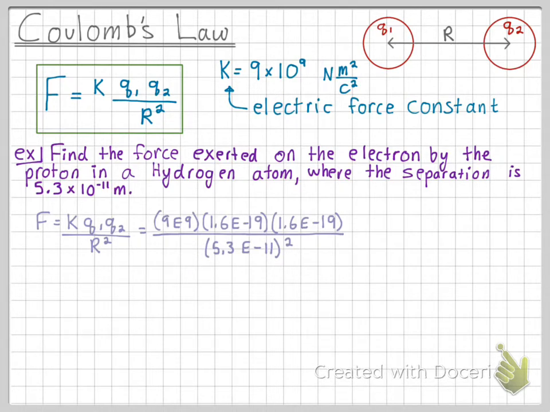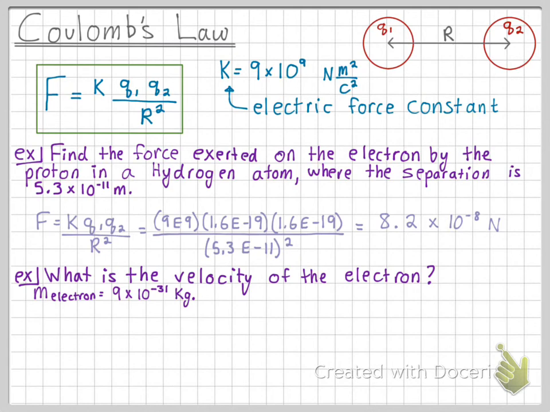And you notice here that even though an electron is negatively charged, we still put in a positive number. And instead, we take into account that one is positive and one is negative later if we're asked if it's an attractive or repulsive force. We knew that the distance was 5.3 times 10 to the negative 11th meters. And when we plug this in, we find a force of 8.2 times 10 to the negative 8th newtons.